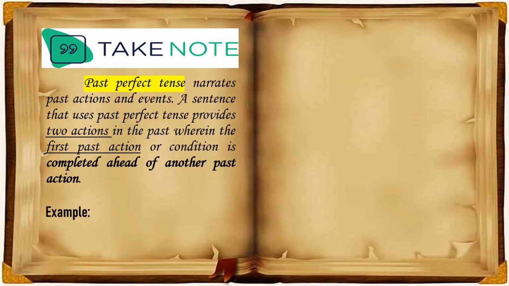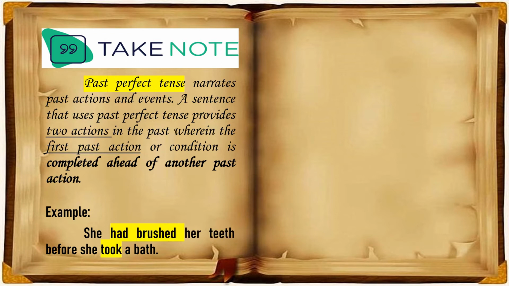For example, she had brushed her teeth before she took a bath. The verb in the past perfect tense is had brushed, and took is in the past tense. It only shows that the brushing of teeth happened and was completed first before she took a bath. Both actions are done in the past.